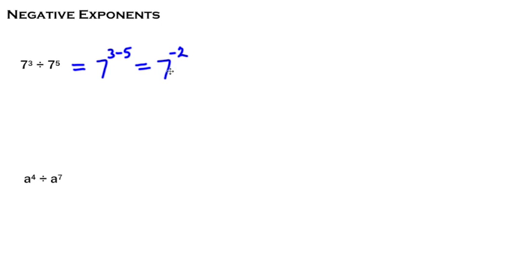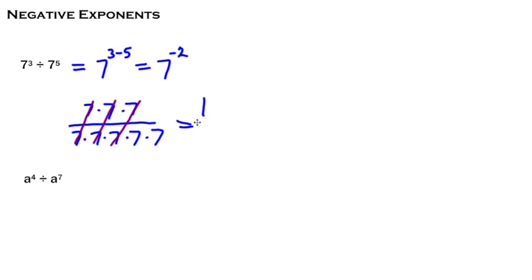Now, if I use direct calculation, I have 7 times 7 times 7 divided by 7 times 7 times 7 times 7 times 7. Now, as we start canceling values out, we cancel out once, we cancel out twice, we cancel out thrice. Now remember, whenever you cancel out values and there's nothing left in your numerator, your placeholder is a value of 1. And then what I'm left with is 1 over 7 times 7. So 1 over 7 squared.